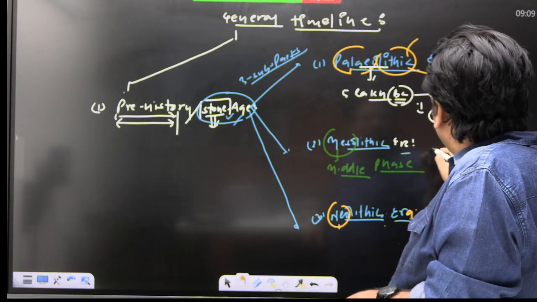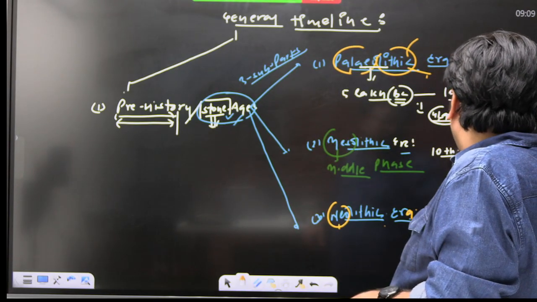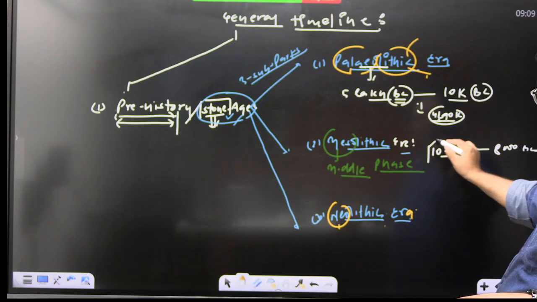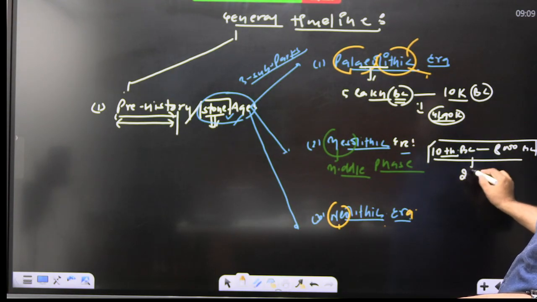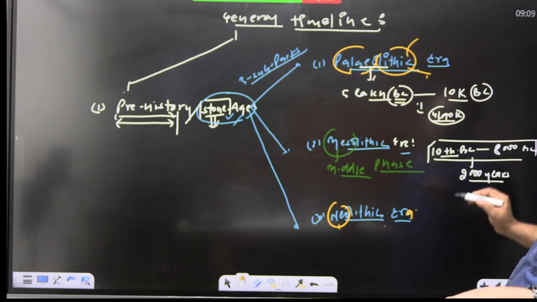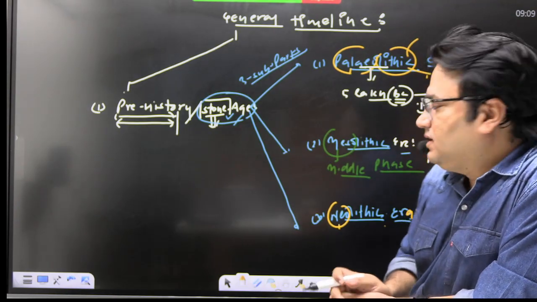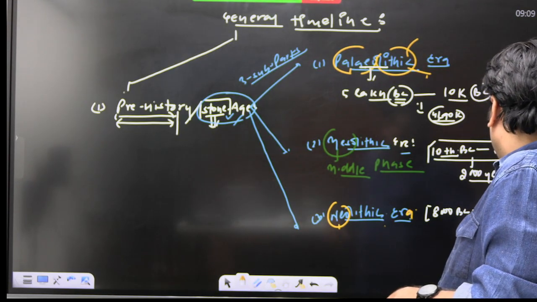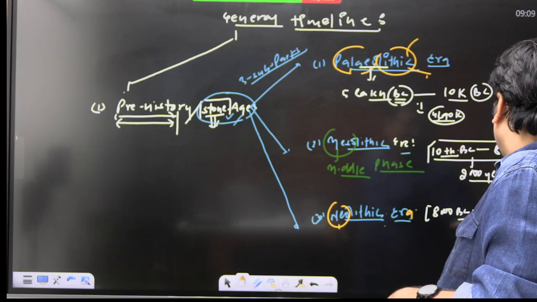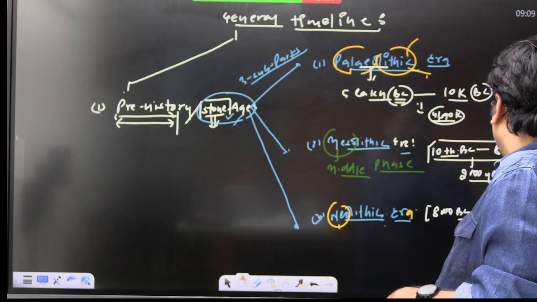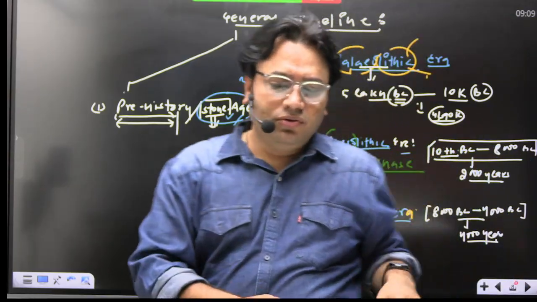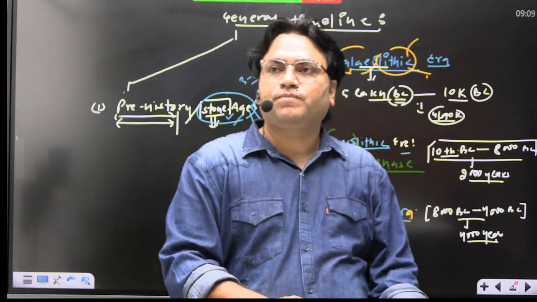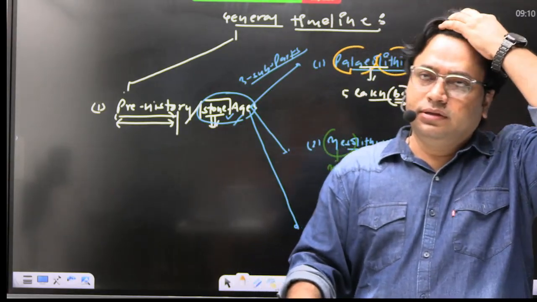Now this Mesolithic period is from 10,000 BC to 8,000 BC. So this is a phase of almost 2,000 years. And this Neolithic phase of history is from 8,000 BC to 4,000 BC. So this is a phase of almost how many years? So 4,000 years. 8,000 BC to 4,000 BC. This is a phase of almost 4,000 years. Okay. Got it?